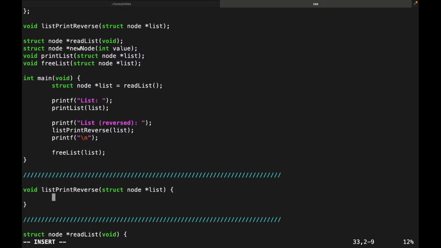Okay, so let's try to think about how can I print a list in reverse in terms of printing a smaller part of the list in reverse. So does anyone have any ideas? Yes?